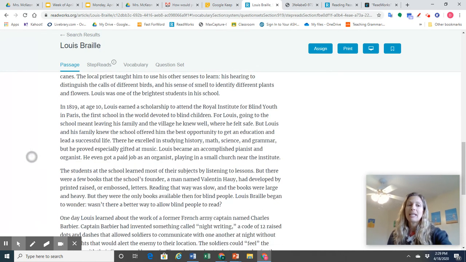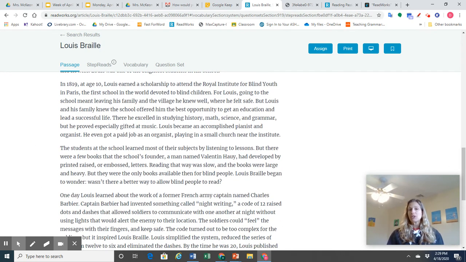In 1819, at age 10, Louis earned a scholarship to attend the Royal Institute for Blind Youth in Paris, the first school in the world devoted to blind children. For Louis, going to the school meant leaving his family and the village he knew well, where he felt safe. But Louis and his family knew the school offered him the best opportunity to get an education and lead a successful life. There he excelled in studying history, math, science, grammar, but he proved especially gifted at music.